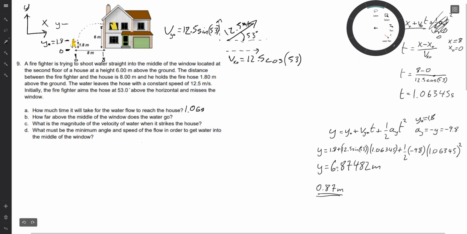Okay, so this is the height that we're given, 0.87 meters. What is the magnitude of the velocity of the water when it strikes the house? So now we're going to need to know what the velocity in our y direction is, because to find the magnitude of the velocity, we're going to have to combine our x and our y components for our velocity.